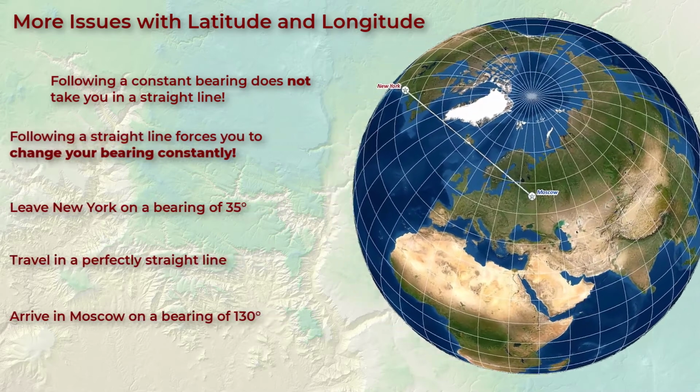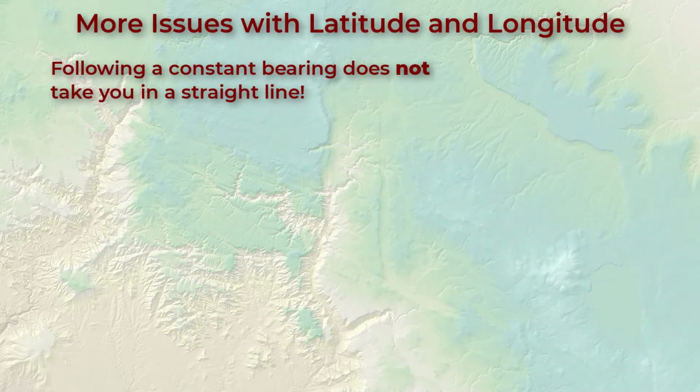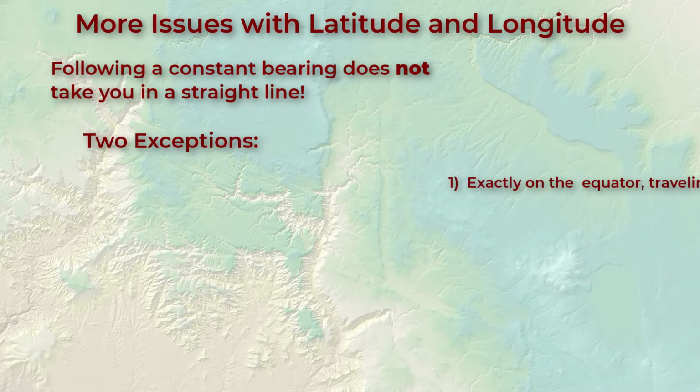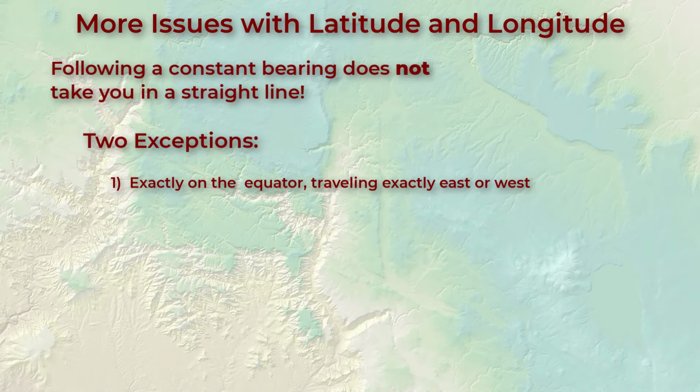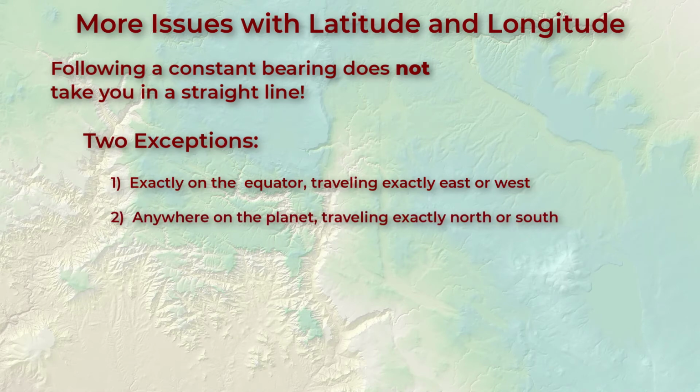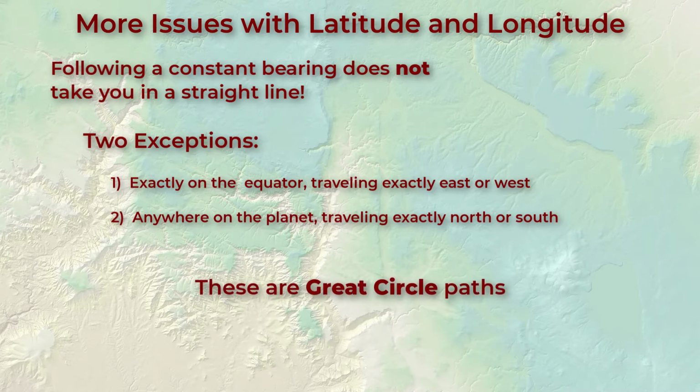Now, I mentioned earlier that following a constant bearing does not take you in a straight line, but there's actually two exceptions to this. One, if you're on the equator going east or west, or two, if you are anywhere on the planet and going exactly north or south. In both of these situations, you're actually following a great circle path, and therefore you are following a straight line.